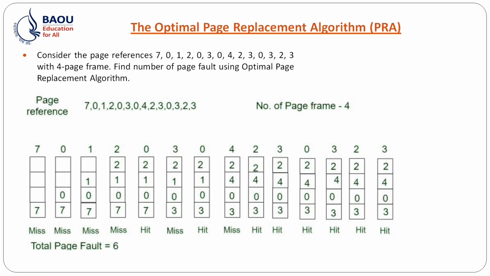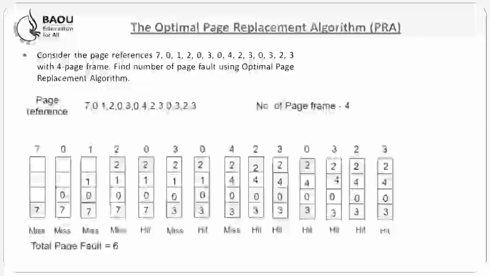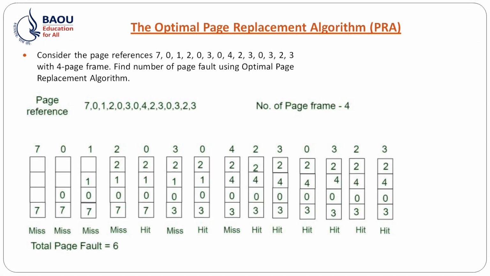Again, 0 is already in memory, so there will be no page fault. Here 4 will take the place of 1, which results in a page fault. Now for the further page reference string, 2, 3 and 0 will not cause page faults because they are already available in the memory. The practicality of implementing this algorithm is low because it requires predicting the future. It has a good upper bound on the performance.